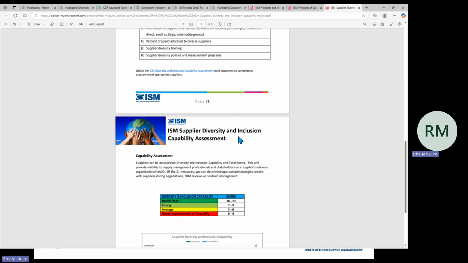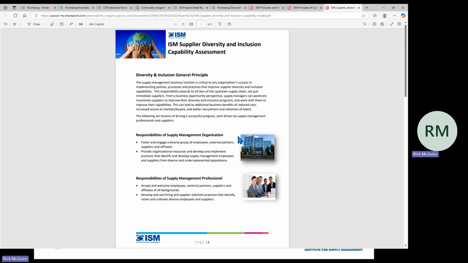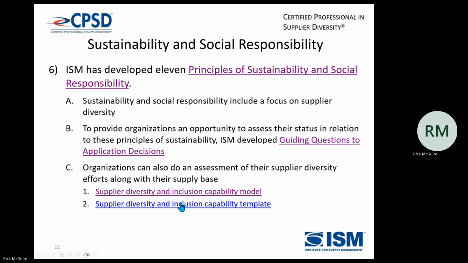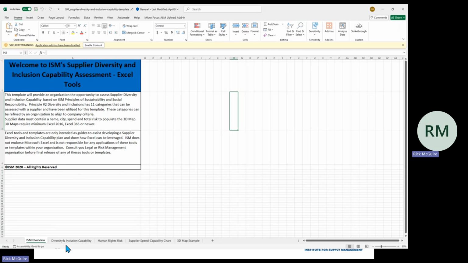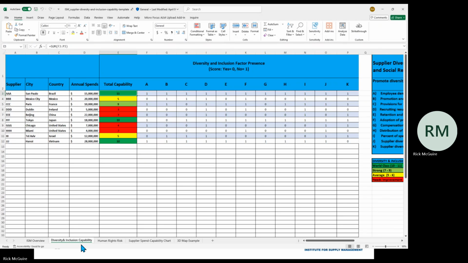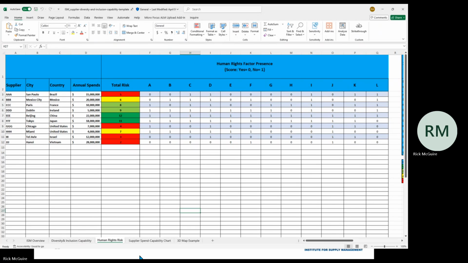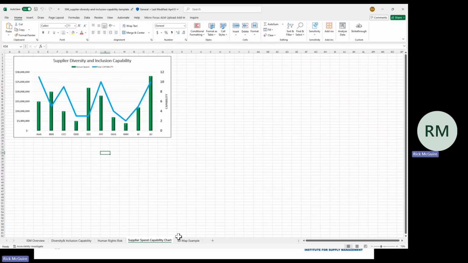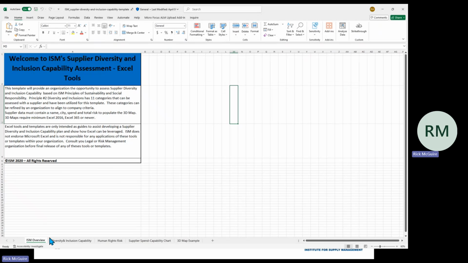It talks about how to do the assessment. And then this should be a template for the assessment. So here's the overview. Here's a template for human rights, diversity and inclusion. This is human rights. This is some span maps. So how to put it together there.